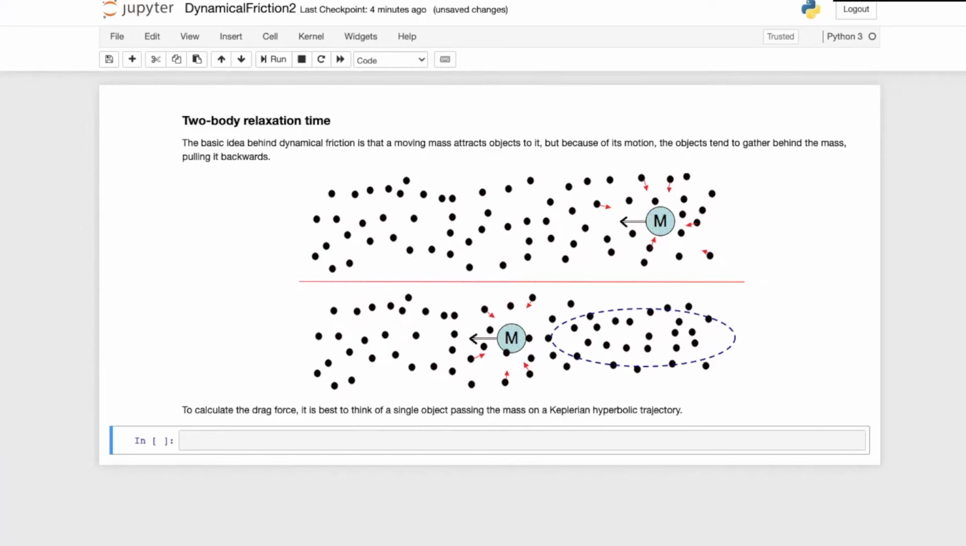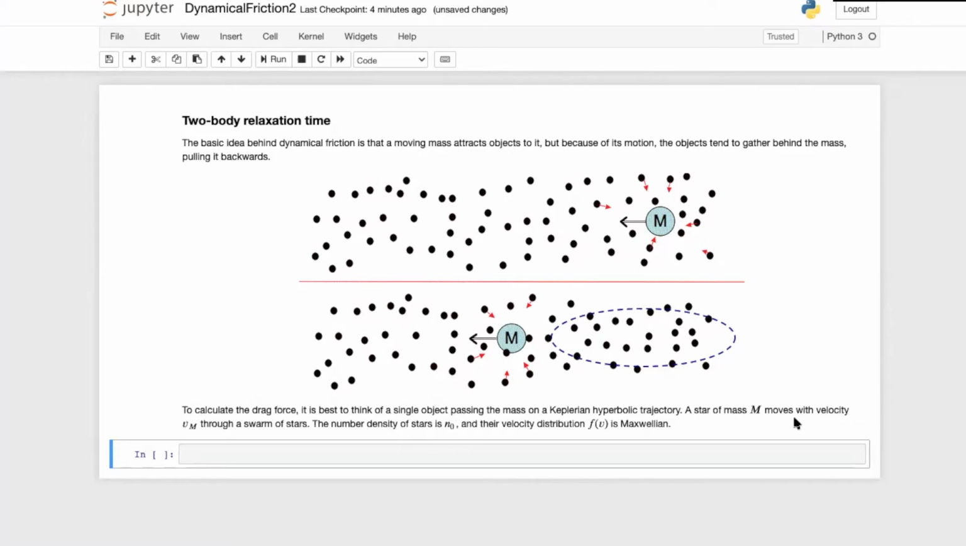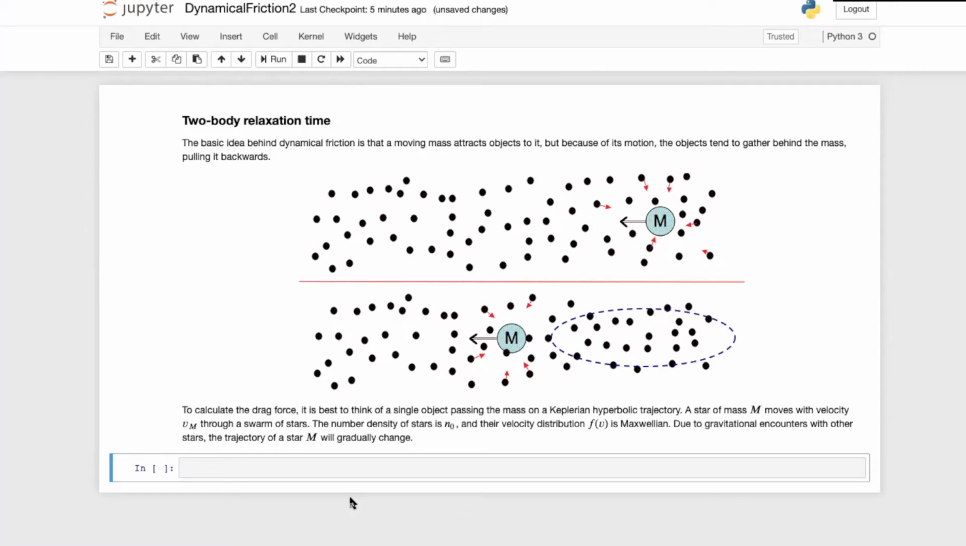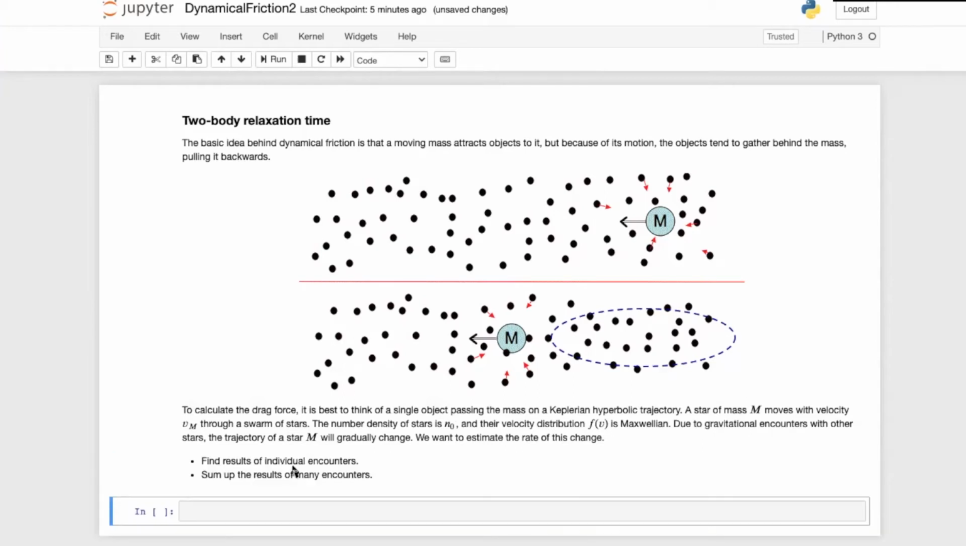So let's consider this. A star or an object of mass M moves with the velocity v_M through a swarm of stars. The number density of these stars is n0, and their velocity distribution is Maxwellian. Due to gravitational encounters with these other stars, the trajectory of the star M will gradually change. We want to estimate the rate of this change.